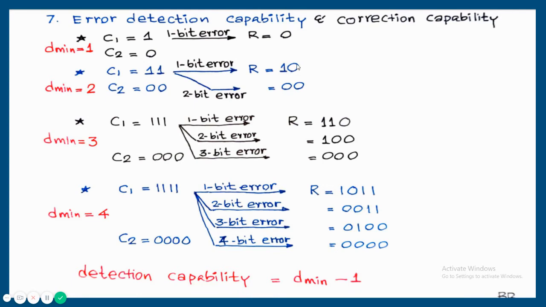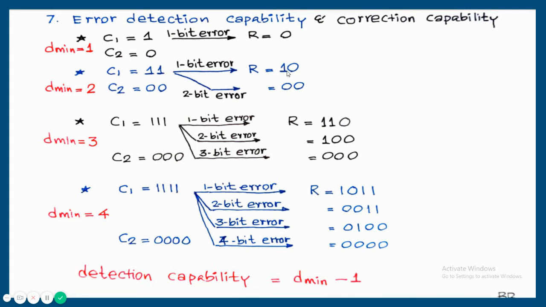1 0 is not a valid code. There are only two valid codes, 1 1 and 0 0. So 1 0 is the received code. After verification, the answer is 1 0 is not a valid code. So that is why we are able to say error has been detected. So next question, if 1 0 is not a valid code, then which code is a valid code?